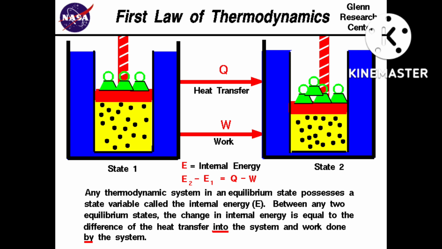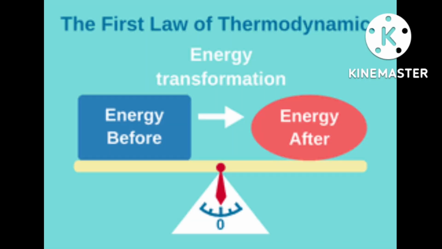When Q is equal to zero and W is equal to zero, it means the system is an isolated system. Then in that case, W is zero and Q is zero, so delta U is equal to zero. No change in internal energy. This equation, delta U is equal to Q plus W, is the mathematical statement of the first law of thermodynamics. Already I have told you.